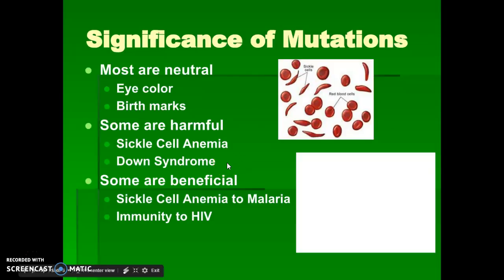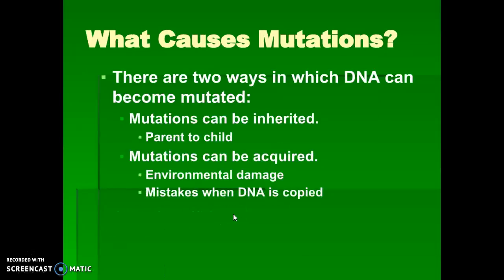Down syndrome. Other beneficial ones: if you have sickle cell anemia, you're actually immune to malaria, which could help in African countries. And then there is one that is an immunity to HIV. Mutations can be inherited, parent to child, but they can also be acquired. When you get that sun damage on your skin, you're actually damaging the cells and causing a mutation that can then lead to other things.